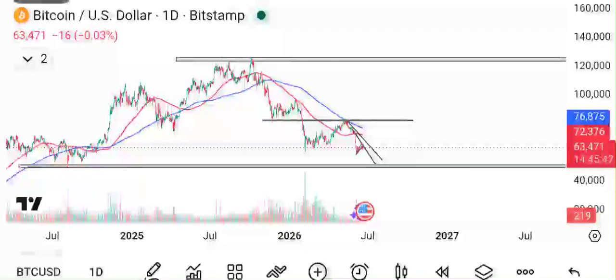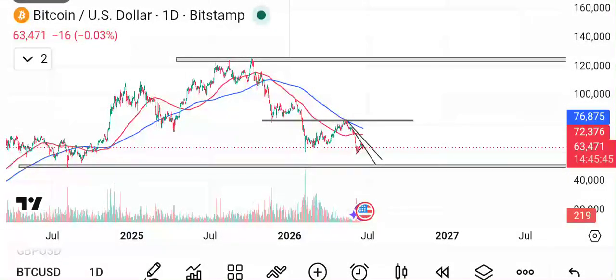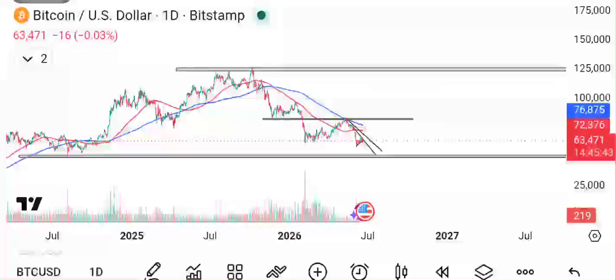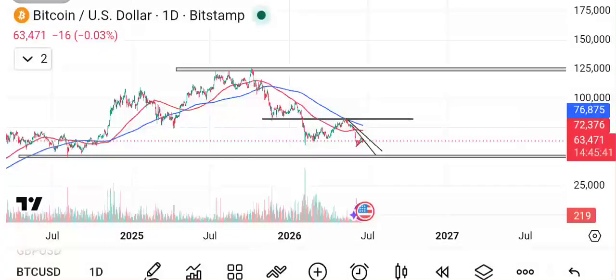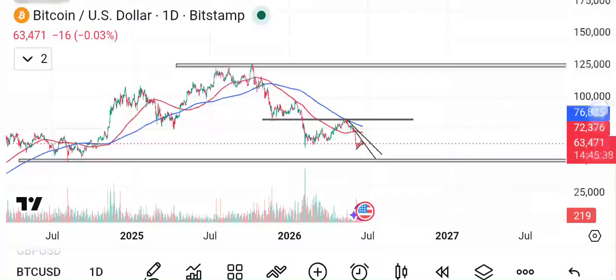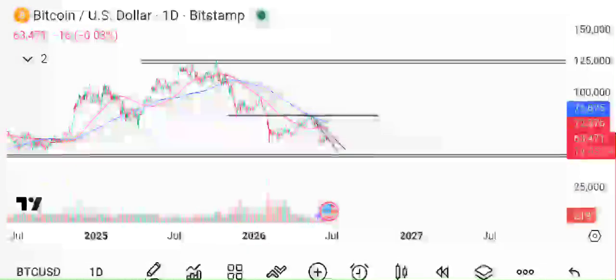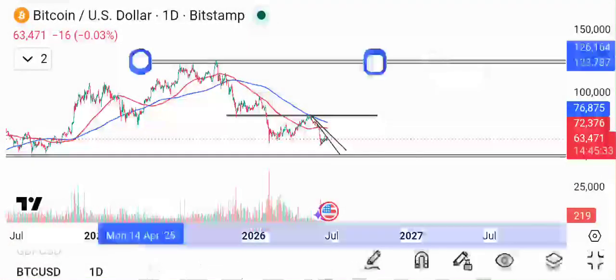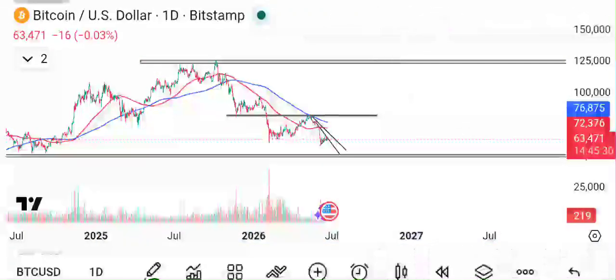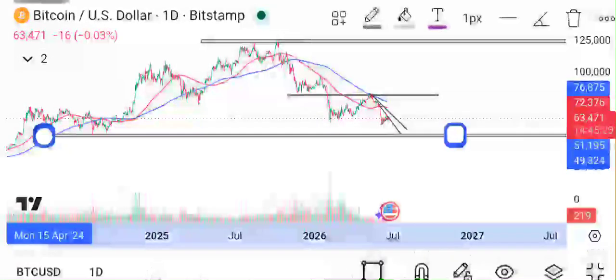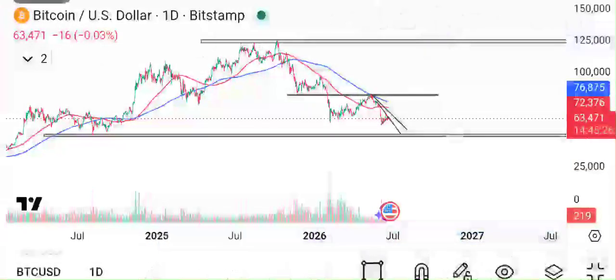Bitcoin US dollar chart, and this is the daily chart. So I'll be giving a preview of what we'll be expecting from now until the end of next week. From the daily chart here, let's look closely. I have this range, this resistance zone, and this is my support. As you can see, price is in between this range.